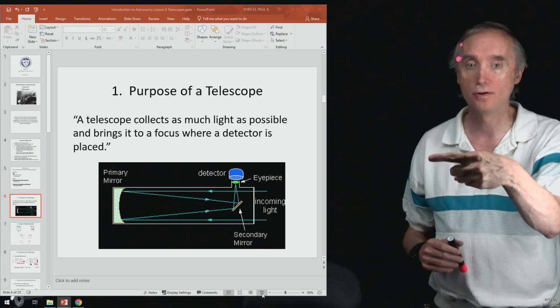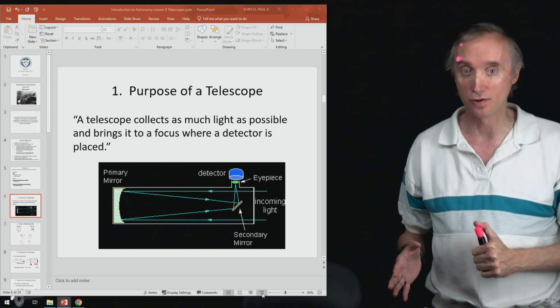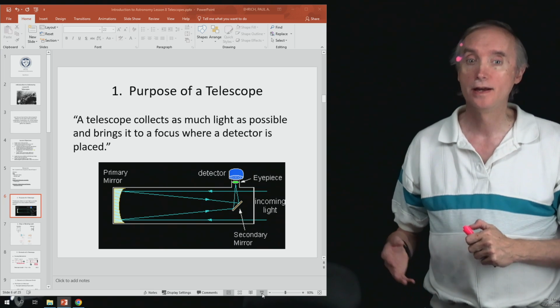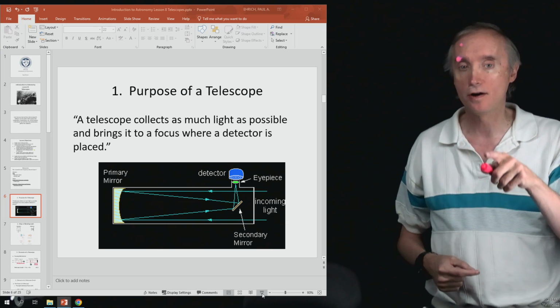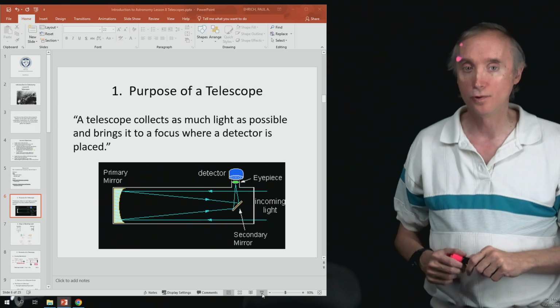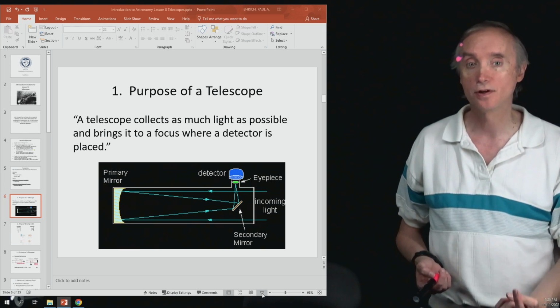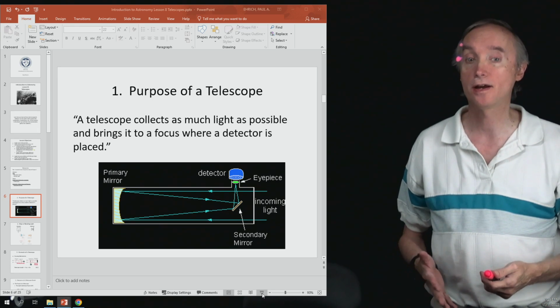So in this picture here, you can see that light is coming in from this direction, and it's going down the barrel, and then it's bouncing off the back of that telescope. So this is going to be called a reflecting telescope. And then the light goes back this way, and it bounces off a secondary mirror. The purpose of that is just to change the direction of the light so that it's now going this way, and then it goes into some kind of a detector.